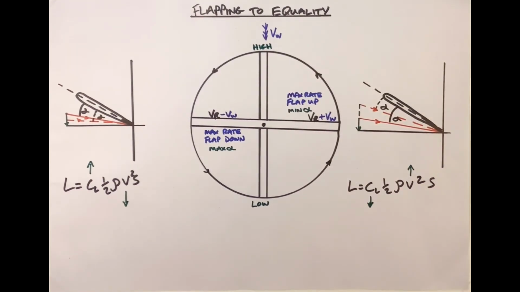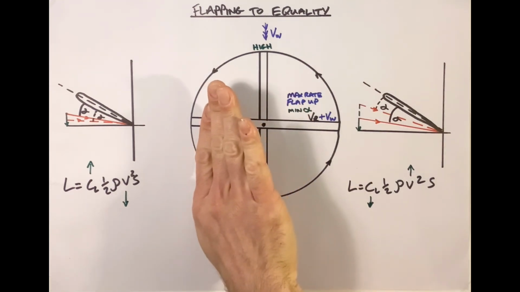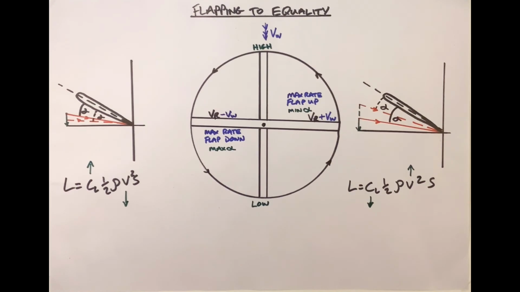So you can see what we've ended up with is a blade that is not rolling around to the retreating side, but is actually now starting to roll backwards. So we've achieved flapping to equality, but the penalty for this has been flap back.